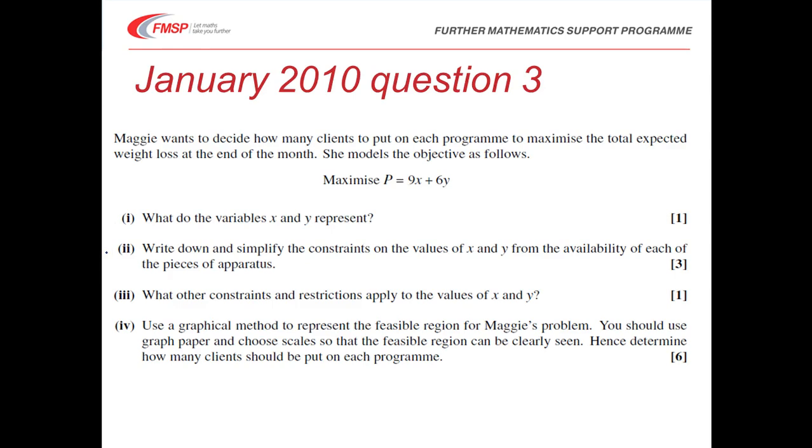We've got to write down and simplify the constraints on values of X and Y for the availability of each piece of apparatus. Remember, the apparatus were the spin, the free weights and the rower. What other constraints and restrictions apply to the values of X and Y? So we'll look at that in a minute. And then part 4, we've got to use a graphical method to represent the feasible region. It says use graph paper, choose suitable scales so that we can clearly see the feasible region and hence determine how many clients should be put on each program.